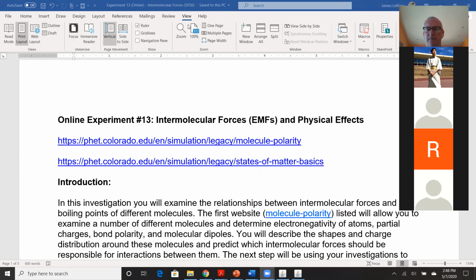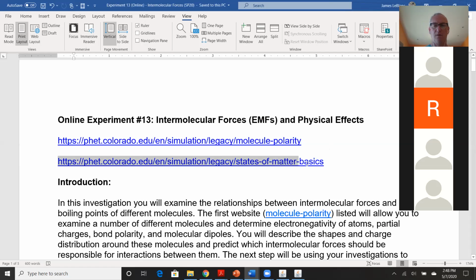Should I put this in the chat as well, or does everyone have this already? I might as well just put it in the chat just in case. Mine's working fine though. Yeah, this one should work because this one doesn't need Java. Just in case no one's got it.